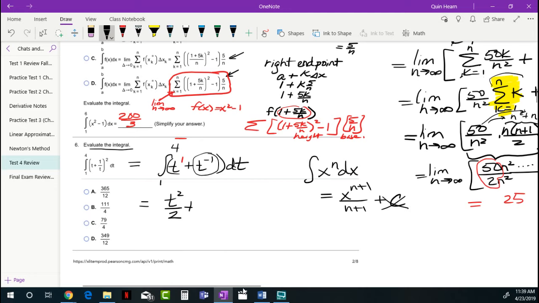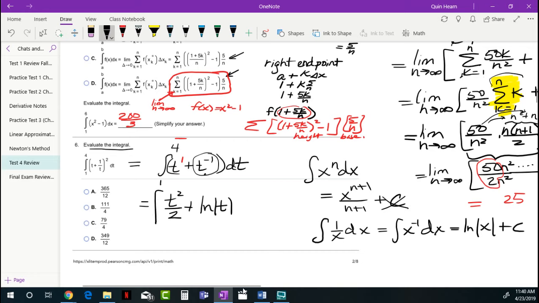Okay, we have a rule that says the integral of x to the n dx is x to the n plus 1 over n plus 1 plus c. But when you're evaluating a definite integral from a to b, you don't actually use the plus c. You plug in the top limit, you plug in the bottom limit, and you subtract.